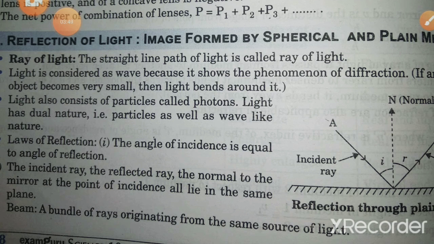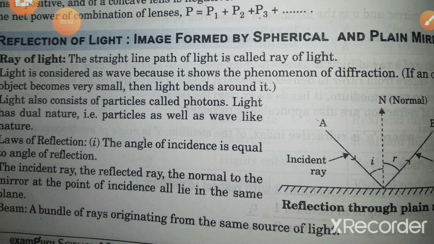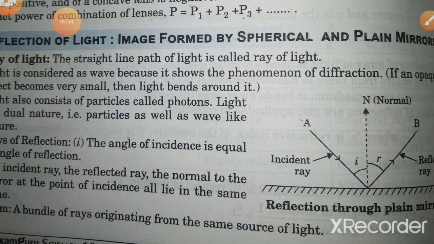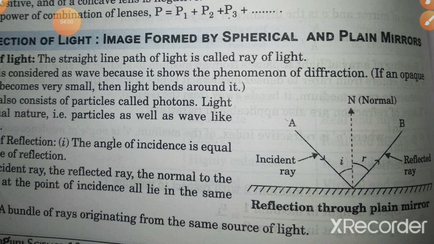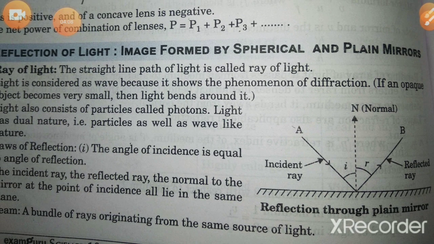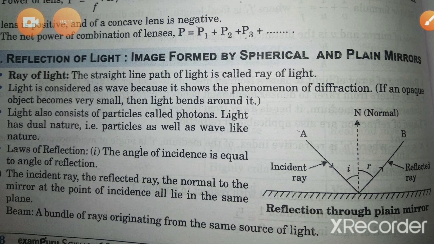Again, the second law of reflection is that the incident ray, the reflected ray, and the normal to the mirror at the point of incidence all lie in the same plane. Incident ray, normal, and reflected ray, all of them lie in the same plane at the point of reflection. This is the second law.